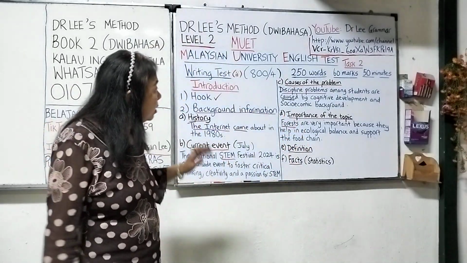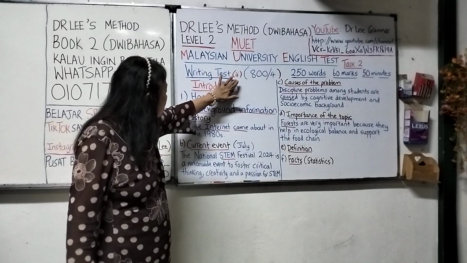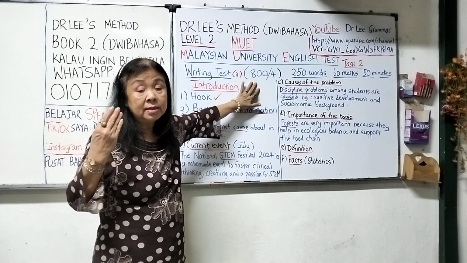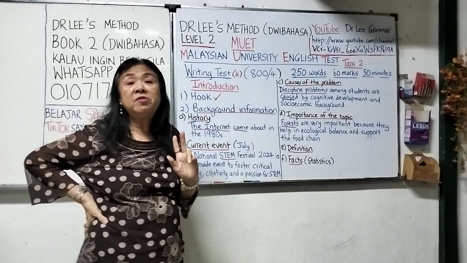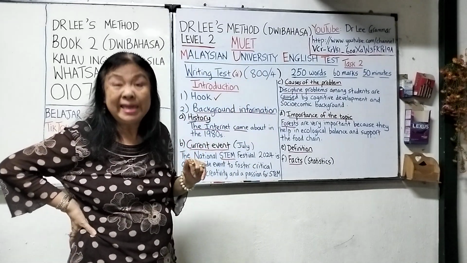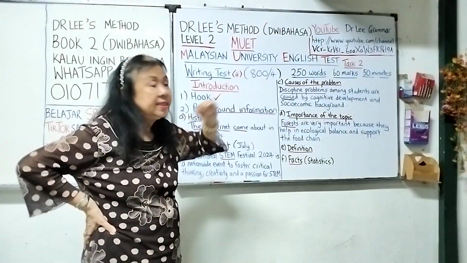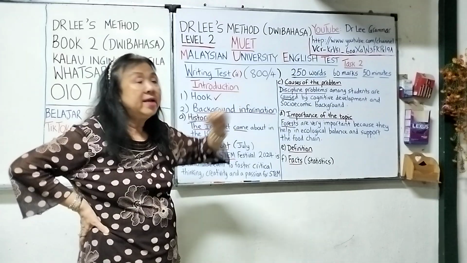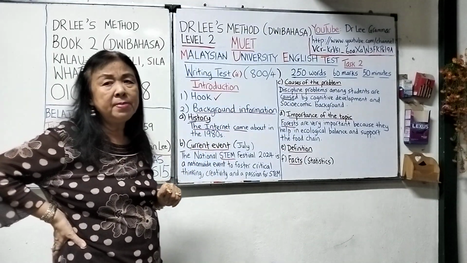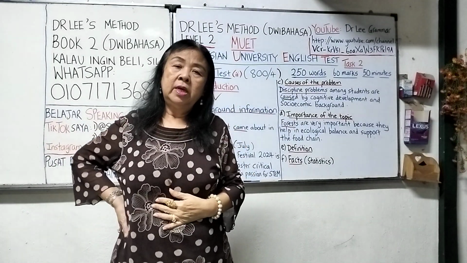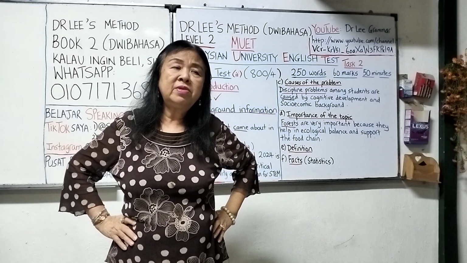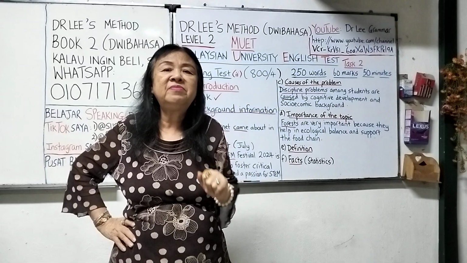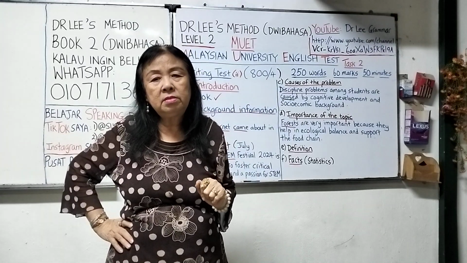Okay? Now, looking at this test 2, video 2, this test 2 is called paper 800/4. 4 stands for paper 4. 250 words at least minimum. 60 marks is the full marks if you can write a perfect essay. And then 50 minutes. Now this 50 minutes, I totally agree. If I were to write an essay, 250 words minimum, I may reach to 300 words. I think I will need 50 minutes. You know what?